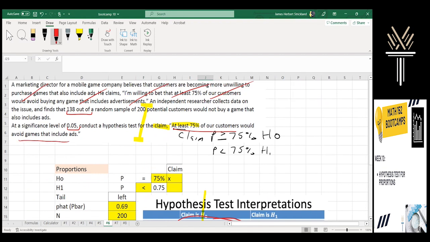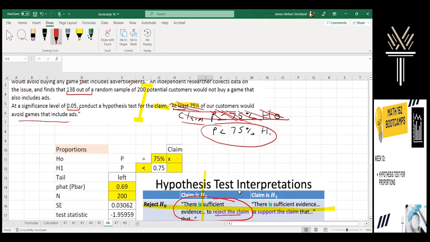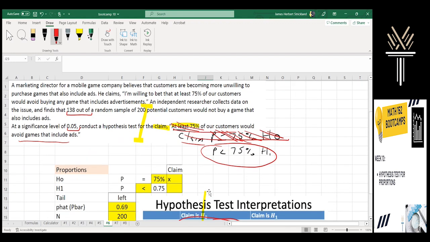We're rejecting that claim. We're rejecting that at least, so 75% or more is right, which means that the answer is somewhere smaller than 75%. I don't know where it is. I just know it's somewhere less than 75% because I rejected the null hypothesis. I said the null hypothesis, because it's the claim, this statement is wrong. That means that it's wrong that at least 75% want it. So something less than 75% would avoid ads in their games.